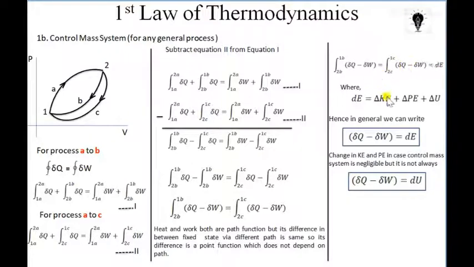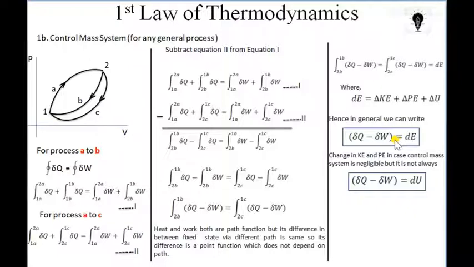So total energy is nothing but the change in kinetic energy plus change in potential energy plus change in internal energy. So here we will have another expression, del Q minus del W is equal to dE. This expression will be applicable to any process 1 to 2 or 2 to 1. If n number of paths are also there, for that individual path also it is applicable. So del Q minus del W is equal to dE.